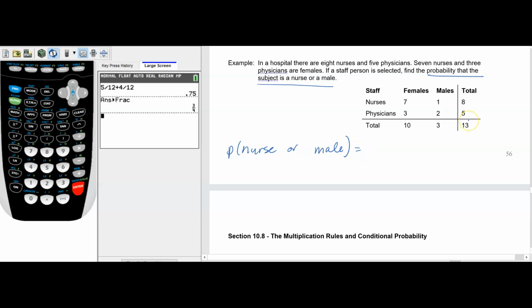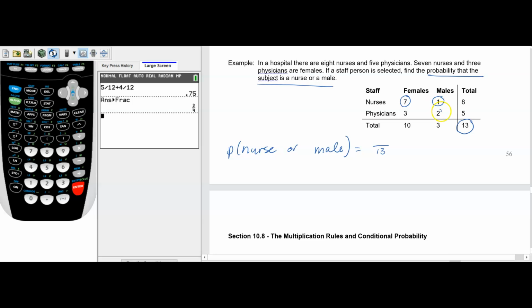Let's look at the chart and not use the formula and see what that would look like. It looks like there's a total of 13 people, so I know my probability is going to be out of 13. Now let's look at all of the numbers associated with being a nurse or a male. There are 7 female nurses and 1 male nurse. So those numbers are all nurses.